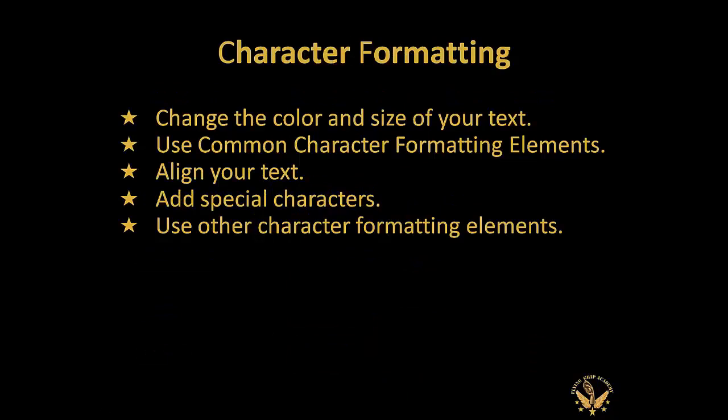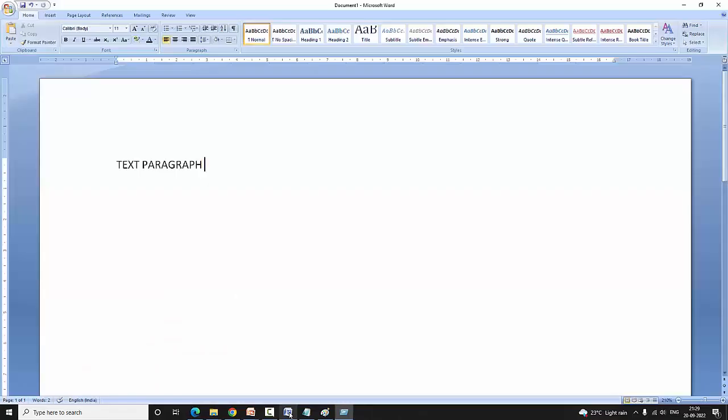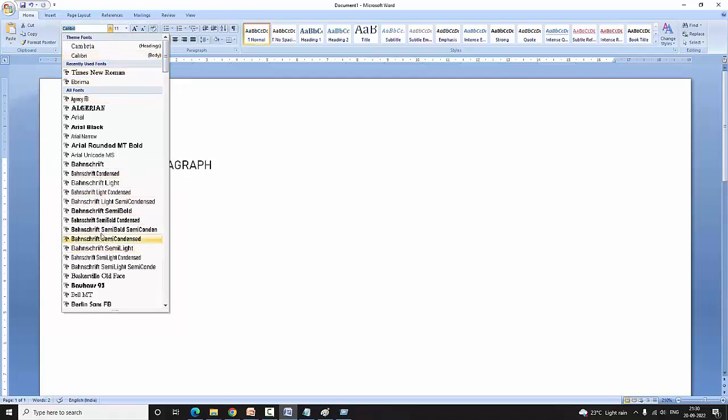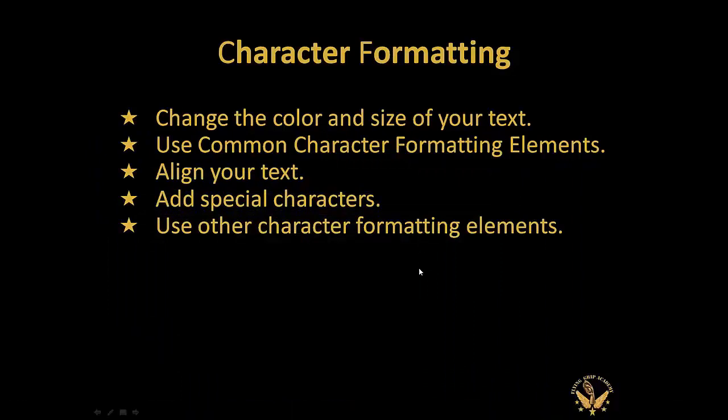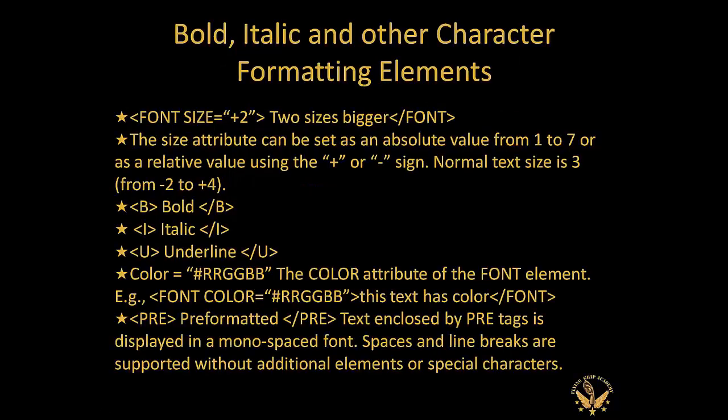Next, character formatting. Character formatting is something like, if you use your conventional Word document, you have a number of font types, Arial Black and all the things. If you want bold, you can select bold, and if you want italics, you can use italics, and if you want to underline the text, you can underline, and if you want to choose a color, you can choose. All the options are available. Now let us see what we have under character formatting.